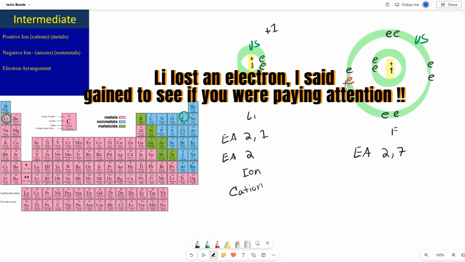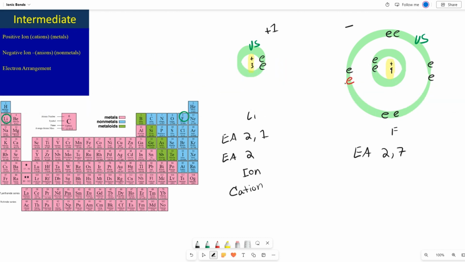The fluorine now has 1 more electron than proton, so it has a -1 charge. Its electron arrangement is now 2, 8. It is an ion, and it is an anion because it has a negative charge. The lithium and the fluorine will then be attracted to each other, so they will form a bond, an ionic bond, and they are then called a lithium fluoride molecule because there are 2 or more atoms bonded together.